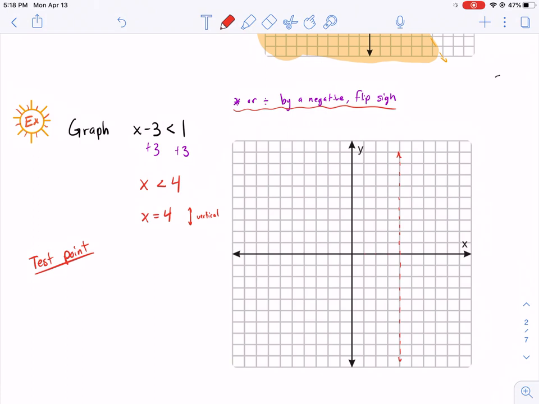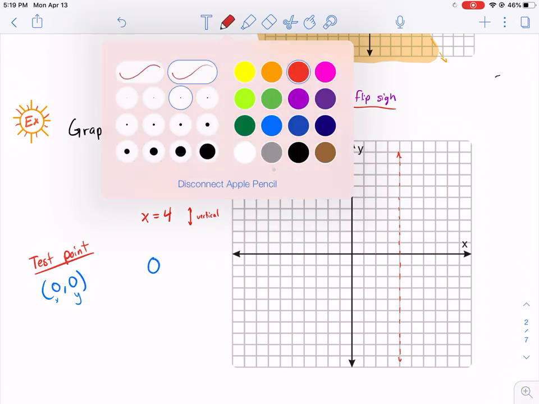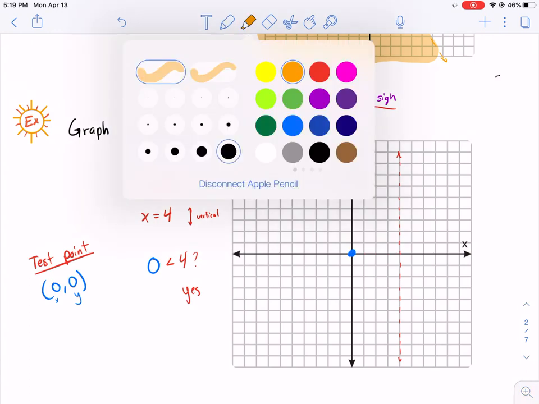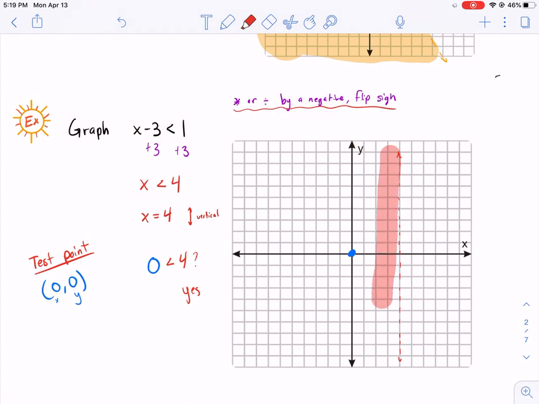The easiest point to test is 0, 0. So we're going to plug in 0 for x and 0 for y, and we're going to see if it makes a true statement. Okay, so we don't have a y, so we're only going to plug in for x. So is 0 less than 4? Yes, it is. So the point 0, 0 is a part of our solution set. Okay, so we are going to graph everything to the left.